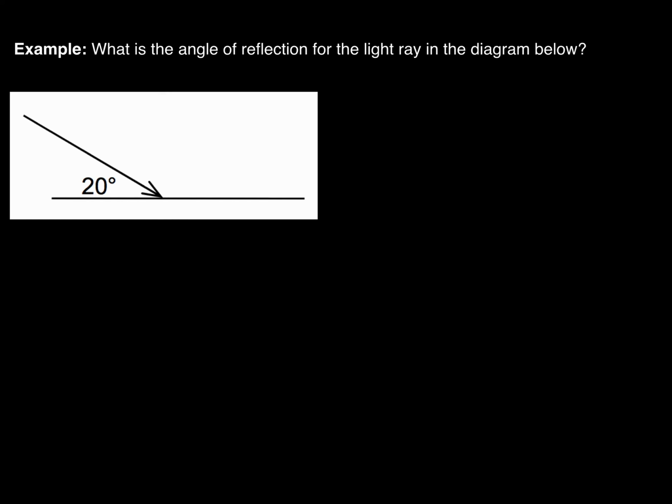Example: what is the angle of reflection for the light ray in the diagram below? The first thing you need to do is draw the normal line onto the diagram and determine what theta I is. Theta I is the angle between the normal line and the incident ray. This is equal to 70 degrees because 70 plus 20 makes 90, and the normal line is perpendicular to the mirror surface. The law of reflection says the angle of incidence must equal the angle of reflection, so the angle of reflection must also equal 70 degrees.